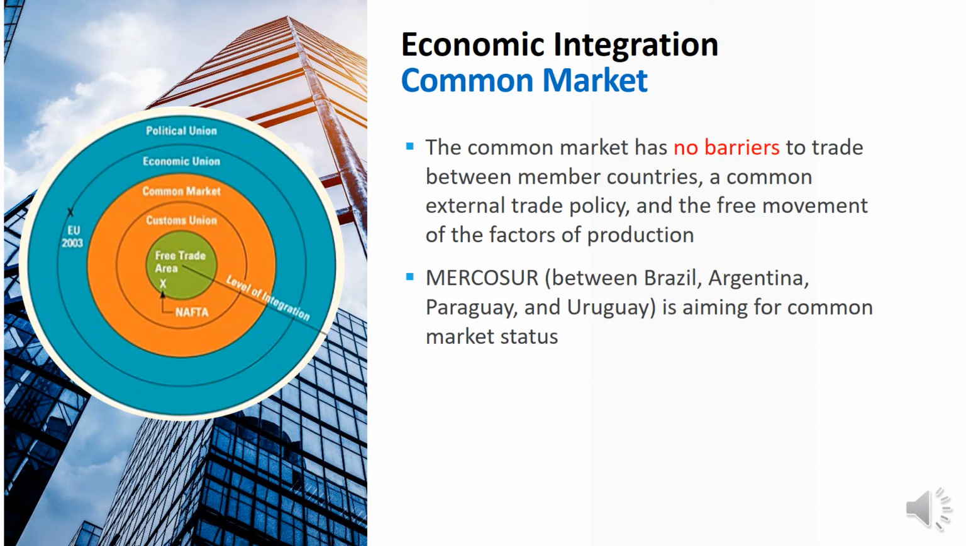So now we are at the third level of economic integration, known as a common market. A common market has no barriers to trade between member countries, a common external trade policy, and a free movement of factors of production. Mercosur, between Brazil, Argentina, Paraguay, and Uruguay, is aiming for common market status.